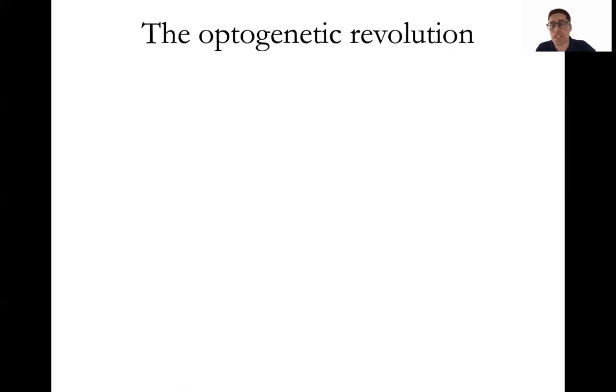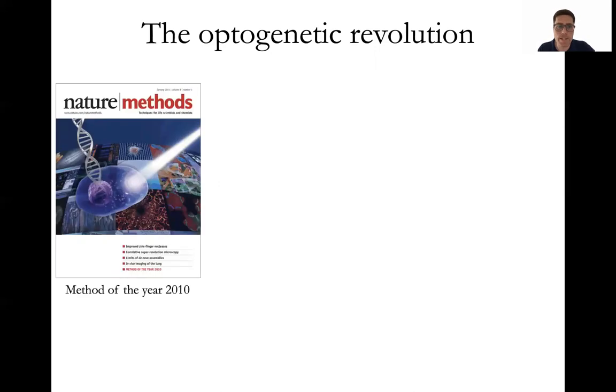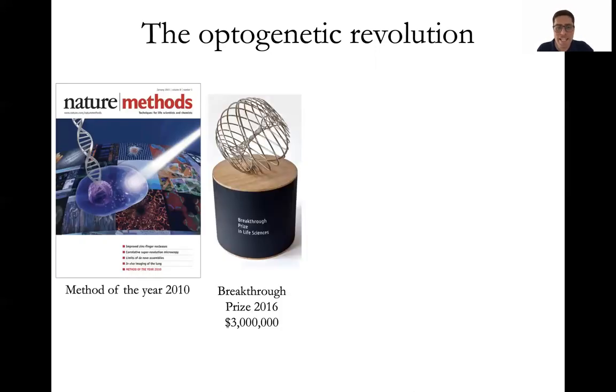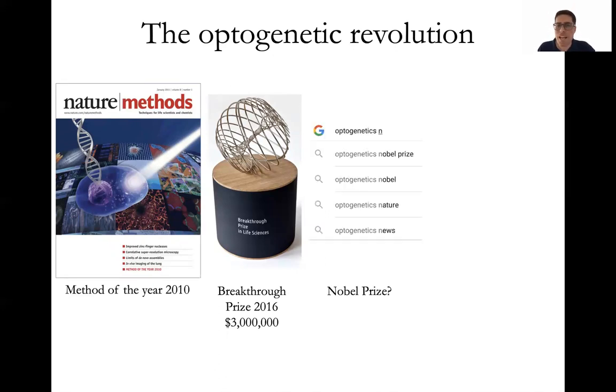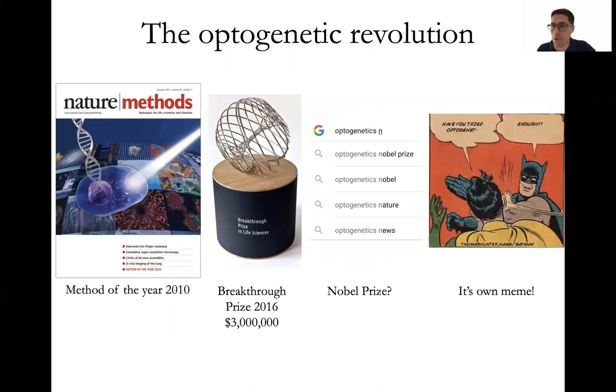So these studies have really highlighted, I think, the optogenetic revolution, a completely new way we're all doing neuroscience experiments because of in vivo optogenetics. It was the method of the year in 2010. It gave rise to a Breakthrough Prize, which was worth $3 million in 2016. People say it's likely to give rise to a Nobel Prize in coming years. If you start searching for it on Google, it's one of the first things that comes up with the letter N. It's even got its own meme because, of course, everyone in lab meetings throughout neuroscience labs says, hey, have you tried optogenetics? And enough already. We've done it so much. But it just, I think, highlights how useful it is.